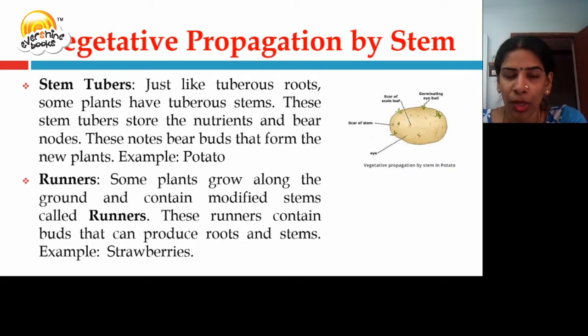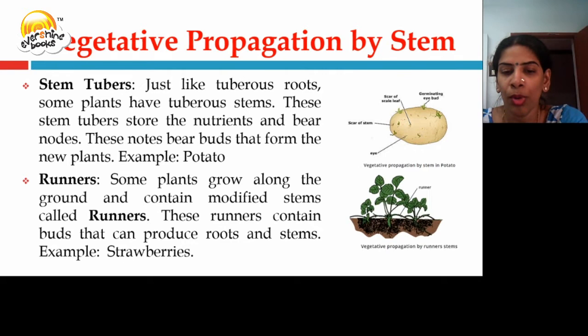Another vegetative propagation by stem is the runners. You know the runners are the plants that grow along the ground. That is, the stem can be modified as runners. These runners will contain the buds that have the ability to produce roots and stems. You can see these in strawberries.